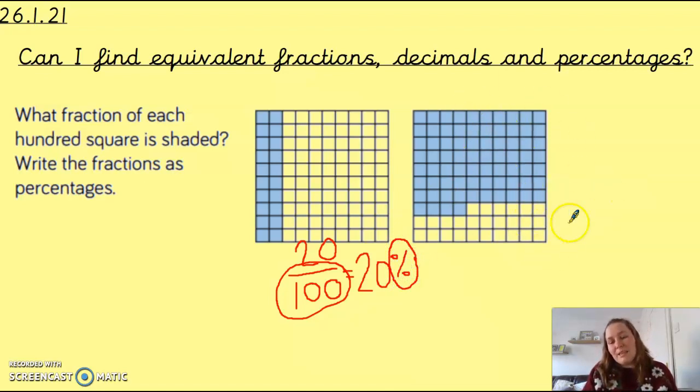Let's look at this one. So again, it's a 100 square. The bottom number of my fraction, the denominator, is 100. That's how many in the whole. And then I need to look at how many I've got shaded. I know these are strips of 10. So 10, 20, 30, 40, 50, 60, 70, 71, 72, 73, 74. So I've got 74 out of 100. As a percentage, that's going to be written as 74%.